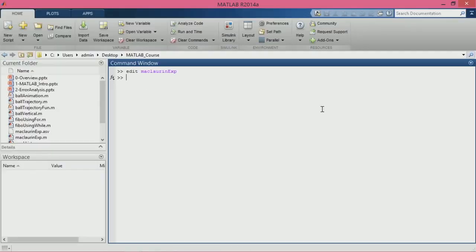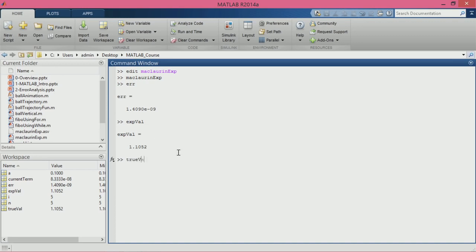Let us go to MATLAB and run it, and we get this result. So, we actually see that the error is 1.4 multiplied by 10 to the power minus 9. That is the error. Exp val is 1.1052 and true val is also 1.1052, because the error is of the order of 10 to the power minus 9.